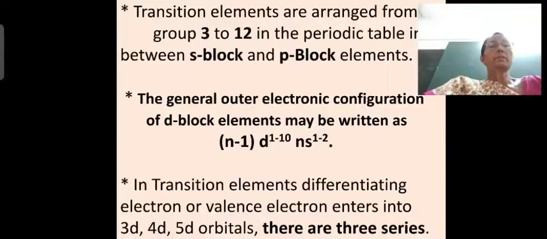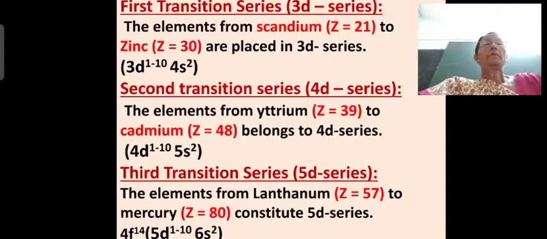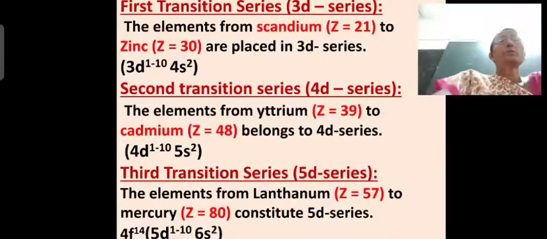In transition elements, the differentiating electron goes to 3d, 4d, 5d series. We shall go to the next line. So that is the first transition series, 3d series. The elements from scandium, what is the atomic number of scandium? That is 21, right? Starting element is scandium, and the last element in this series is zinc, that is atomic number 30. They are placed in 3d series.